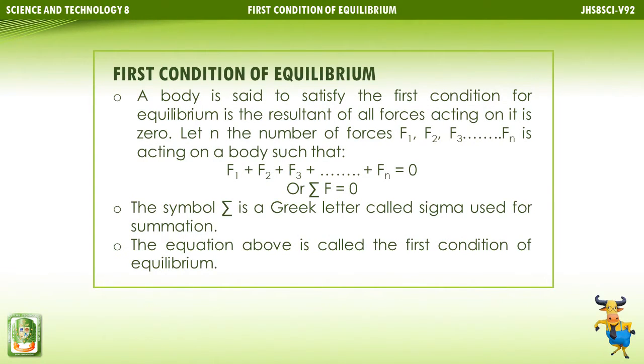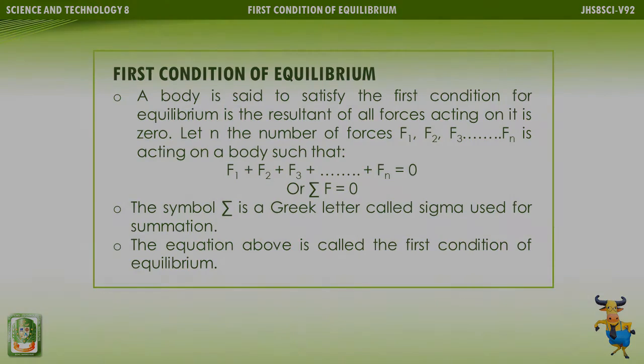First condition of equilibrium. A body is said to satisfy the first condition for equilibrium if the resultant of all forces acting on it is 0. Let the number of forces F1, F2, F3 to Fn be acting on a body such that F1 plus F2 plus F3 and so on equals 0, or summation of F equals 0. The symbol of summation is a Greek letter called sigma. The equation above is called the first condition of equilibrium.